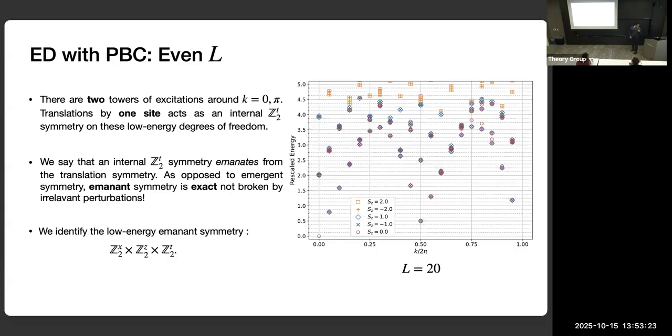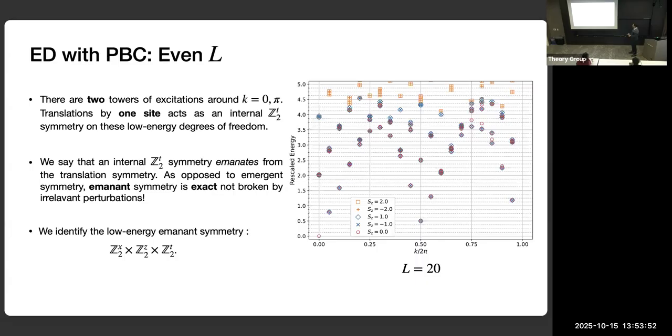There should be a reference. Okay, this has been recently defined. An emanant symmetry, as opposed to an emergent symmetry, is exact even at low energy degrees of freedom, which means that there is no irrelevant operator that breaks this emanant symmetry, because it's coming from an exact UV lattice symmetry, which is the translation in this case. Whereas an emergent symmetry would always be broken, even at low energies.